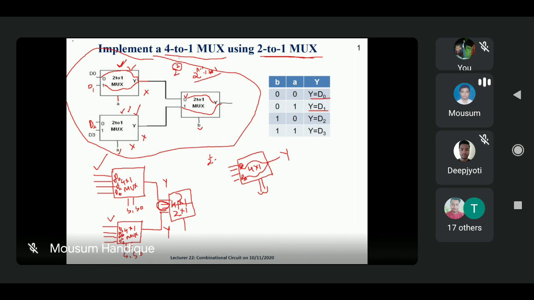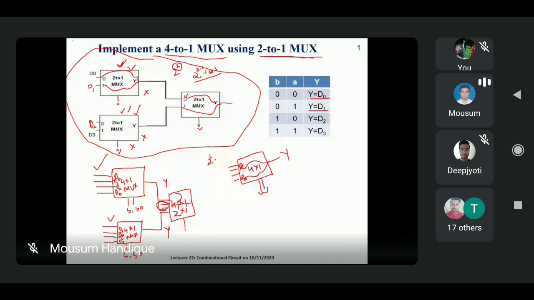But the question is saying that implement 8 into 1 MUX using only 4 into 1 MUX. Then the questioner restricts: don't use the 2 into 1 MUX. That means the question is only mentioning that you have to implement the 8 into 1 MUX using only 4 to 1 MUX. That time. Okay, sir. I will check it again if I can find any other way. So that is the one option, good option.